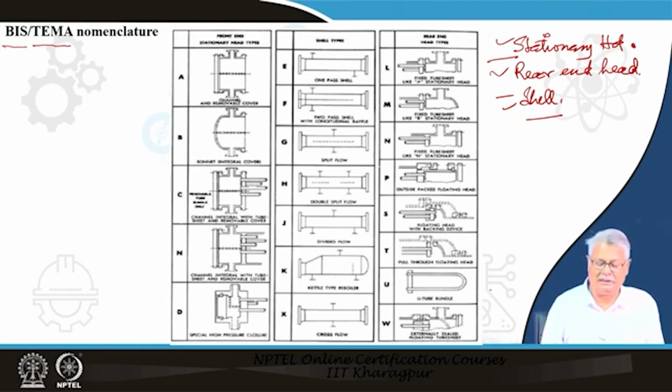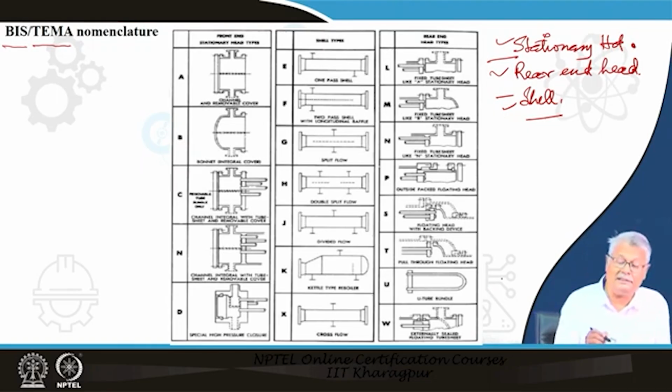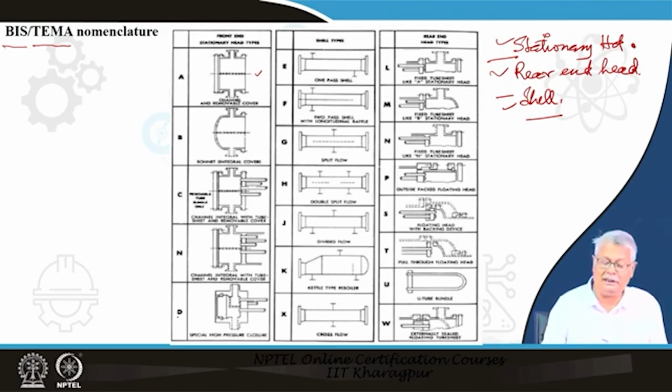and here is the classification diagram. You can see here the front end of the stationary head could be this type, A type, B type, C type, N type or D type. Similarly you can have E, F, G, H, J, K and X type for the shell. The rear end could be similarly L, M, N, P, S, T, U and W.